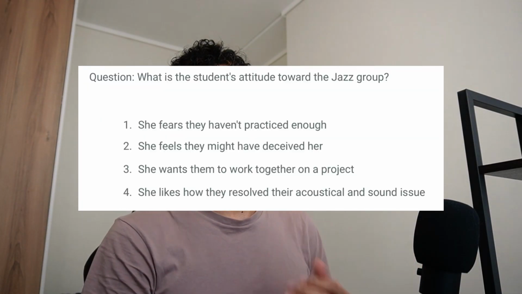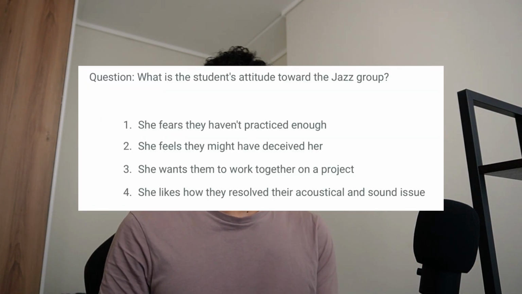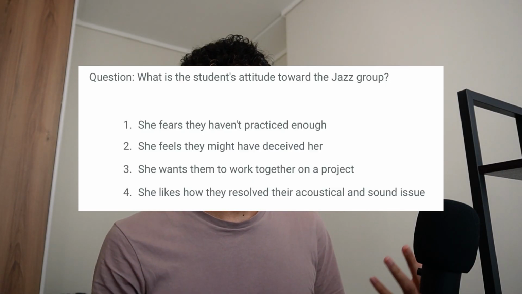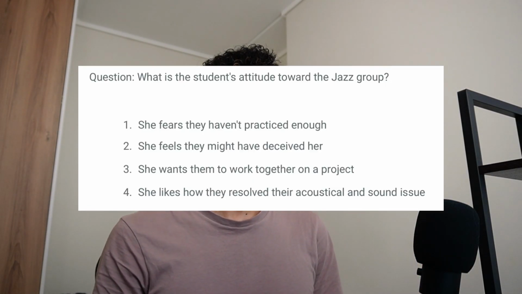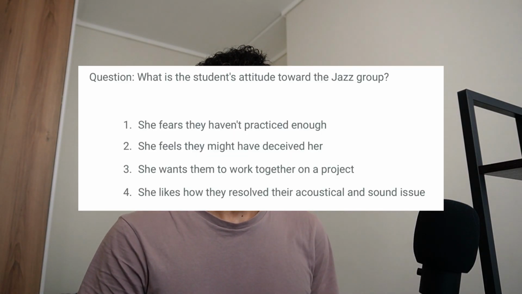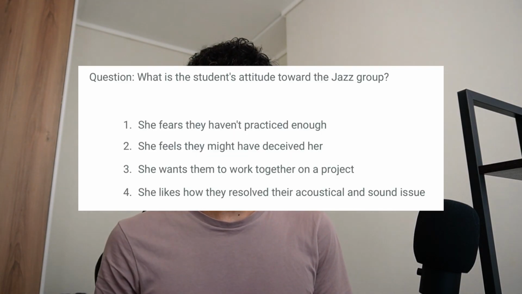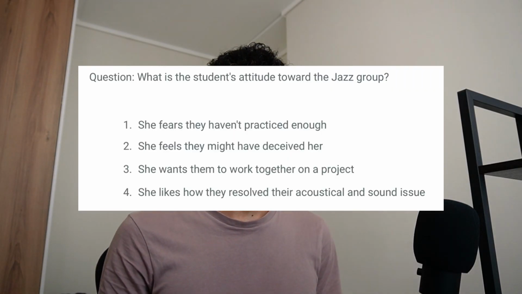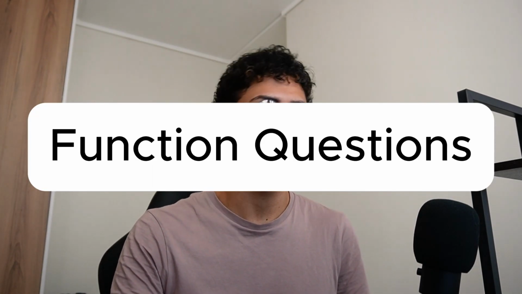But having a look at the question type, here, what is the student's attitude towards the jazz group? I mean, does she fear it? Does she feel they might have deceived her? So that's more of a negative emotion. She wants to work together on the project. She likes how resolved their acoustical and sound issue. So it's good to have a look and just take note of how the student or how the person in the lecture feels. Next is function question types.